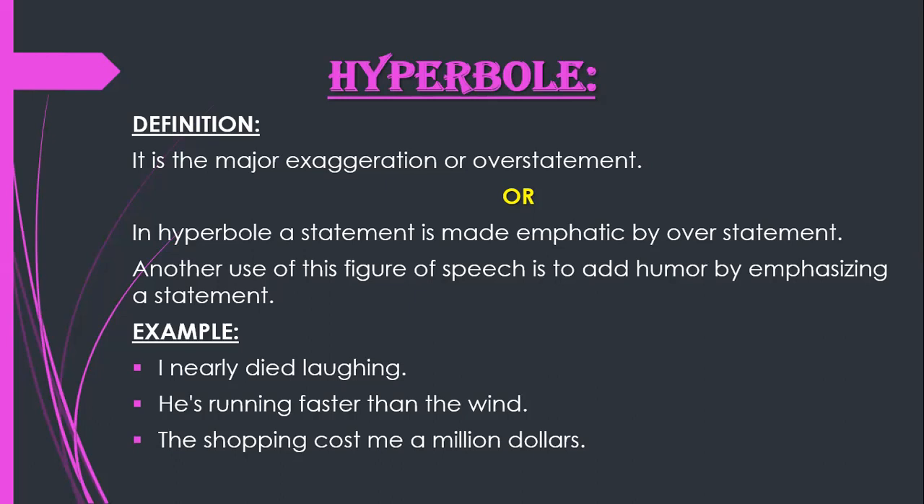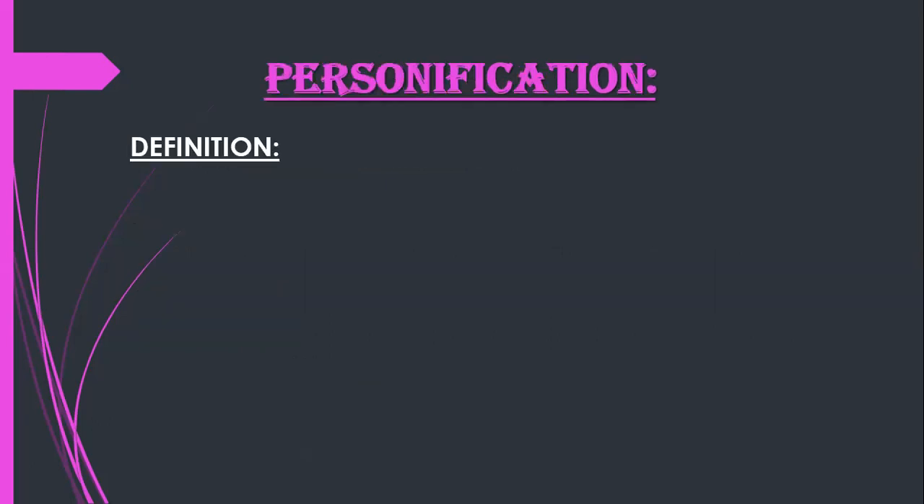So this is hyperbole. Again, I saw 10,000 daffodils at a glance. 10,000 at a glance, right? What does it mean? It means hyperbole. It means exaggeration.